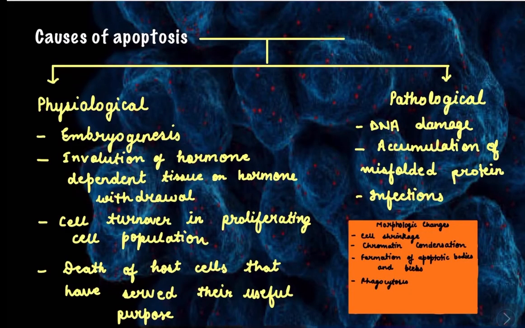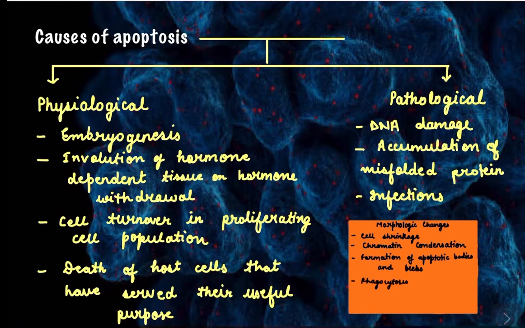Now coming to the topic of causes of apoptosis. Basically apoptosis occurs in two broad contexts: as a part of normal physiological processes and also as a pathophysiologic condition. In the physiological condition, apoptosis occurs when there is a need for removal of excess cells during embryogenesis or development, or in the involution of hormone-dependent tissues on hormone withdrawal. For example, endometrial cells break off during the menstrual cycle.